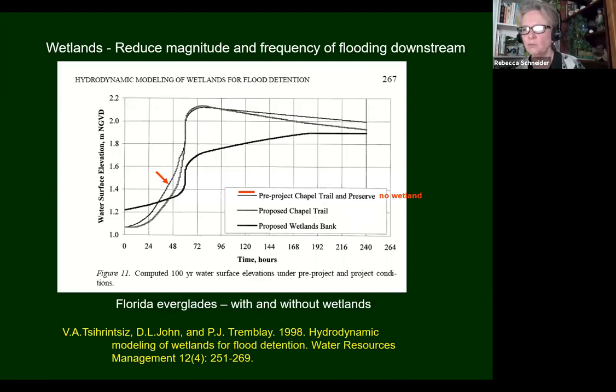This is an actual real set of data in a project where they modeled how deep the water would be and how fast it would rise with and without having a healthy vegetated zone right next to the streams, and it rose much higher and much faster.